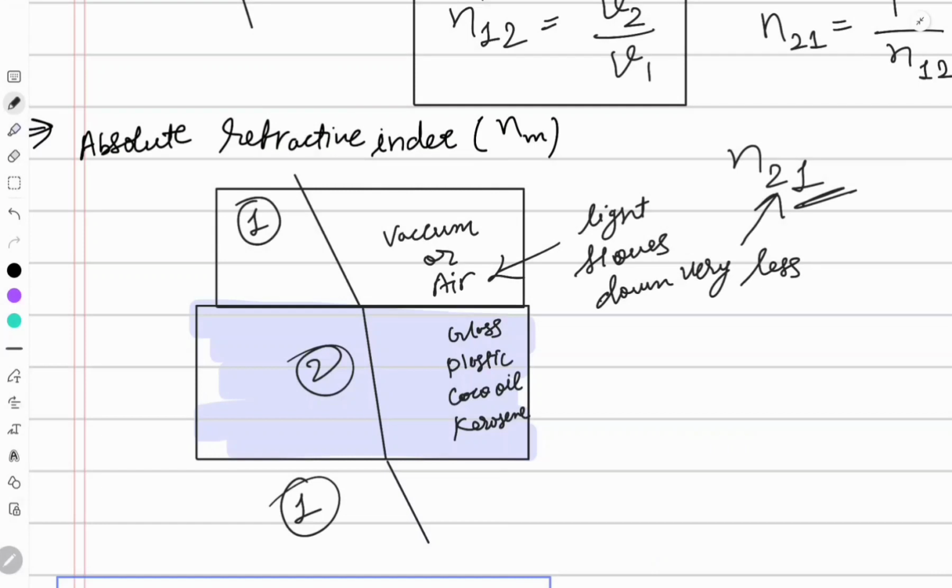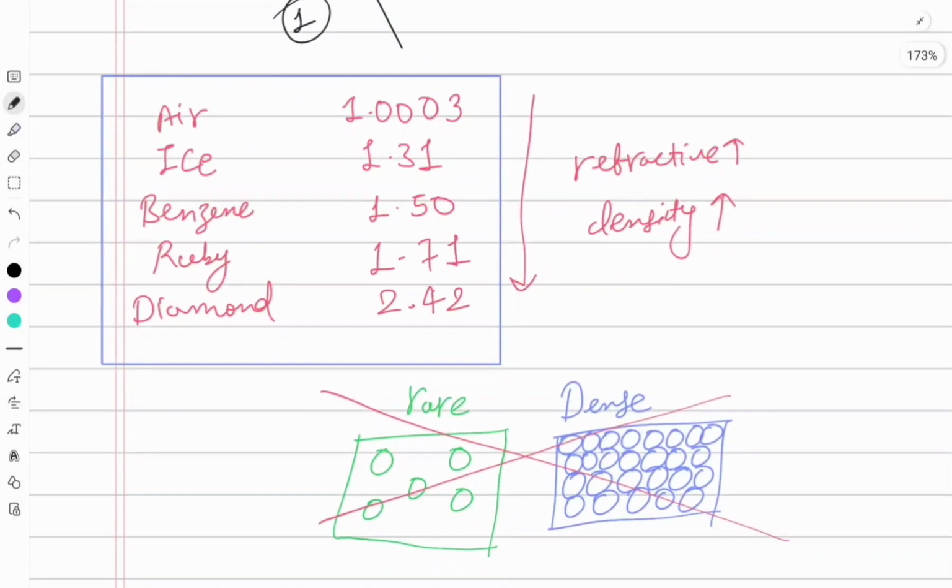So when we take medium 1 as vacuum or air, the refractive index of the second medium is considered with respect to vacuum, and this is called the absolute refractive index. We can see some refractive indices. As I said, refractive index of air is very less. Why is it very less? Because air doesn't slow down light that much. Ice, it increases a bit. Benzene, it increases even more. Ruby crystals, you have seen, it increases even more. And diamonds, right? It has a very high refractive index.